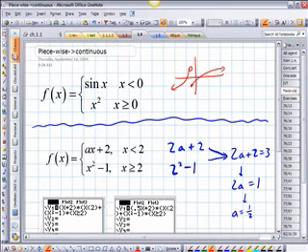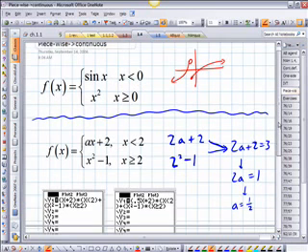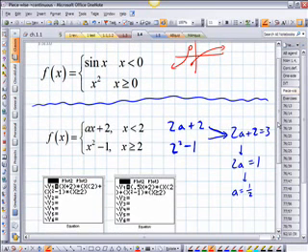This particular one would be, because as x approaches 0 from the left, sine 0 is 0. As x approaches 0 from the right, 0 squared is 0, so they match up. So this would be a continuous function. Even though it's x less than 0, you still imagine putting 0 in there because you're approaching it as a limit.